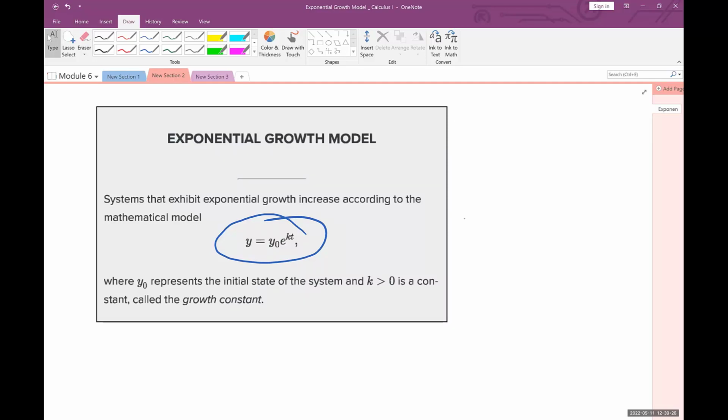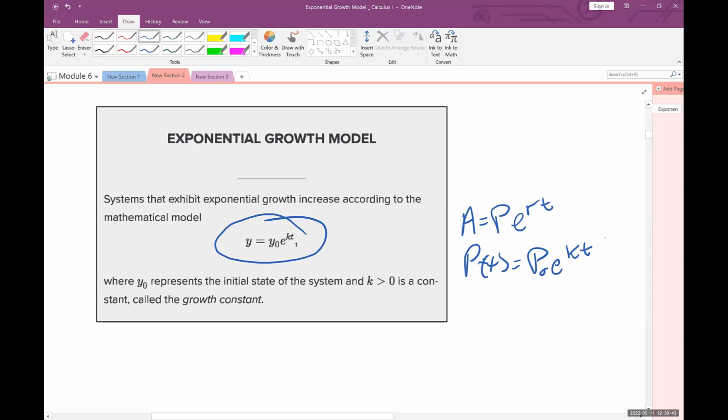You may have seen this also as amount equals P e to the rt when we talk about continuous growth of money, like in a bank account, continuous compounding of interest. You might have seen this as P of t equals P sub 0 e to the kt, another formula for population growth. Instead of y, you use P, but it's a very commonly used formula.